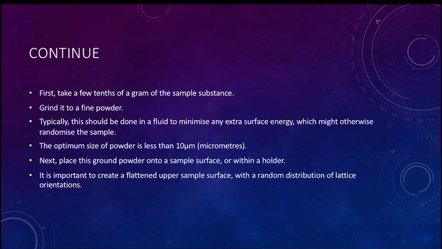First, you have to take a tenth of a gram of a sample substance and then grind it into a fine powder. Typically this should be done in a fluid to minimize any extra surface energy which might otherwise randomize the sample. Then optimize the size of the powder to less than 10 micrometers. Next, place this ground powder onto a sample surface or within a holder, and it is important to create a flattened upper sample surface with a random distribution of lattice orientations.